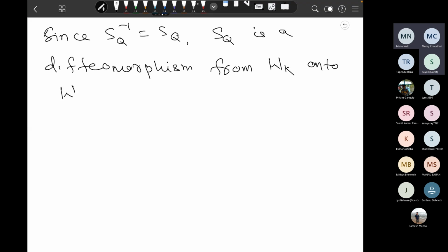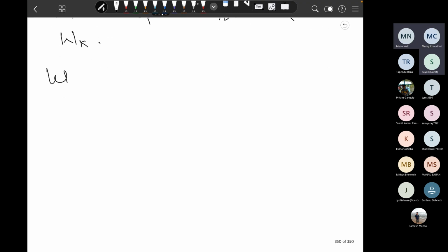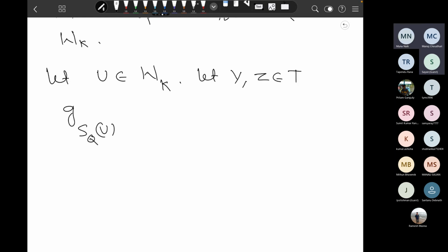So this is a diffeomorphism from WK onto WK. Okay, now this is the diffeomorphism. What I have to show is that this is an isometry. So let U belong to WK. For isometry, what I have to do is show that G, the Riemannian metric on WK, satisfies G of SQ U. Okay, so let Y comma Z belong to the tangent space of WK at U.